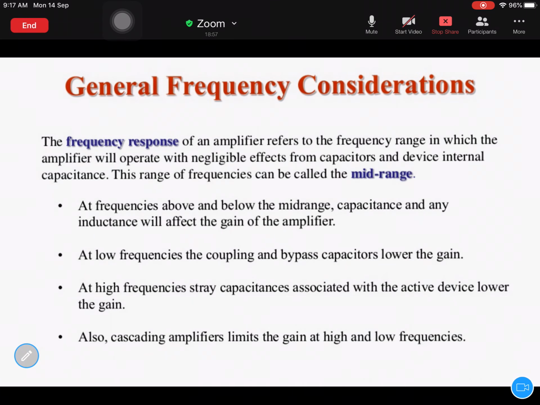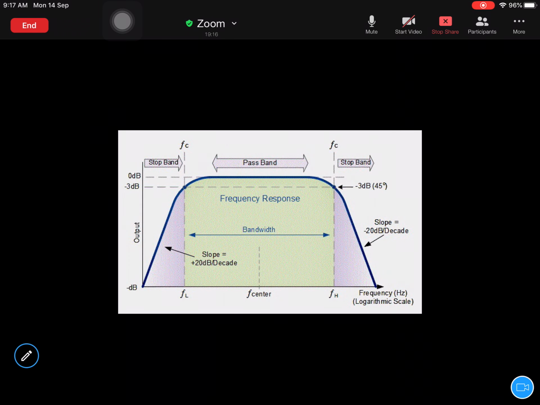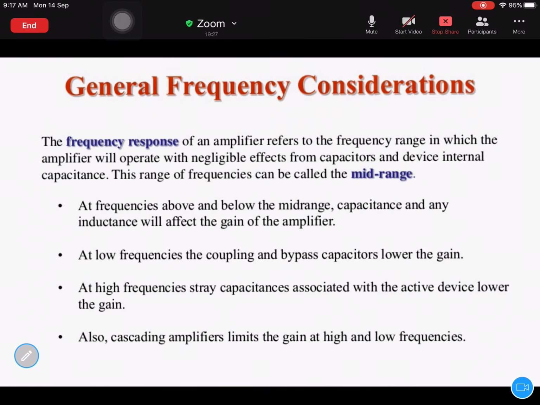As you can see here, at frequencies above and below the mid range, capacitance and any inductance will affect the gain of the amplifier. This we will see. Next, low frequency. At low frequencies, coupling and bypass capacitors lower the gain. At low frequencies, that is from here to here, 0 to FL, in that range you will be having lower gain.